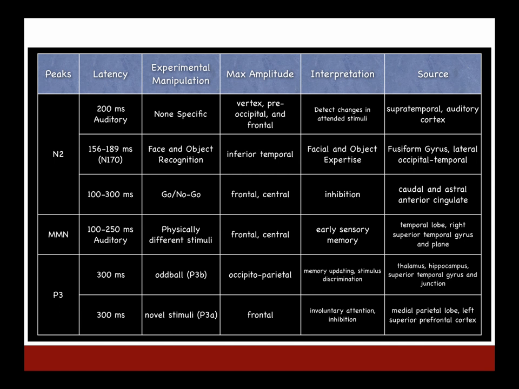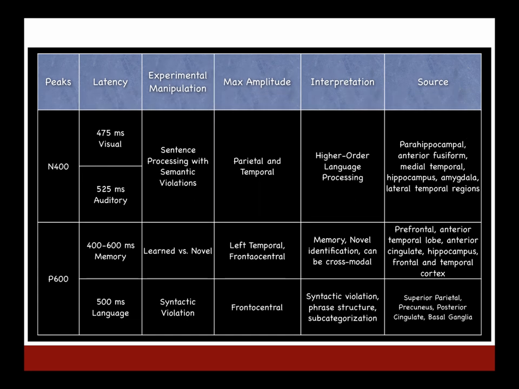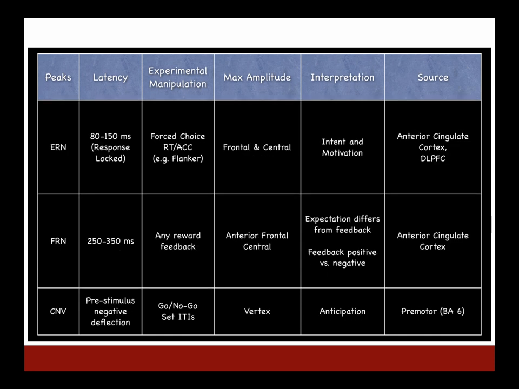N170 is related to face and object recognition. I'm pointing this out because I'm going to bring it up later. It tends to present inferior temporal and is thought to be generated by the fusiform gyrus. In fact, fMRI studies have shown that it's generated by the fusiform gyrus and the inferior occipital, and so on and so forth. These slides are all going to be available online, so if you're really interested in these tables, or if you've heard me speak before, I present these in pretty much everything I've done, because they took me hours to make, and I try to reuse them whenever possible. So on and so forth.